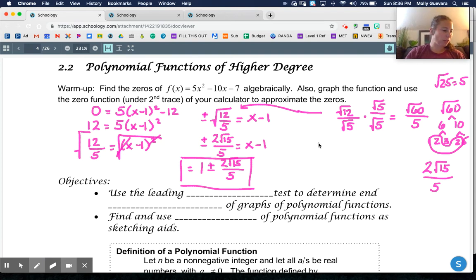And so then if I wanted to do it on a graphing calculator, you could just enter this in and then use the zero function to find the same number. However, the number will be in decimal form, so you'll just have to plug this into your calculator to see what the decimal form of that is.